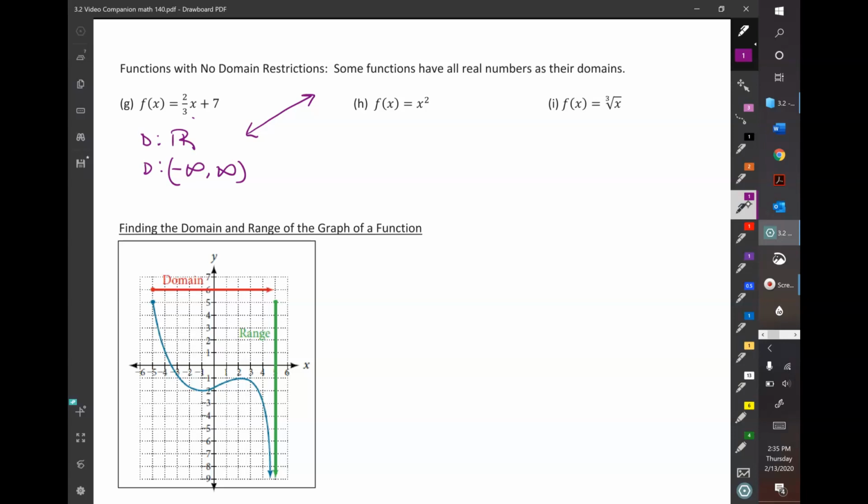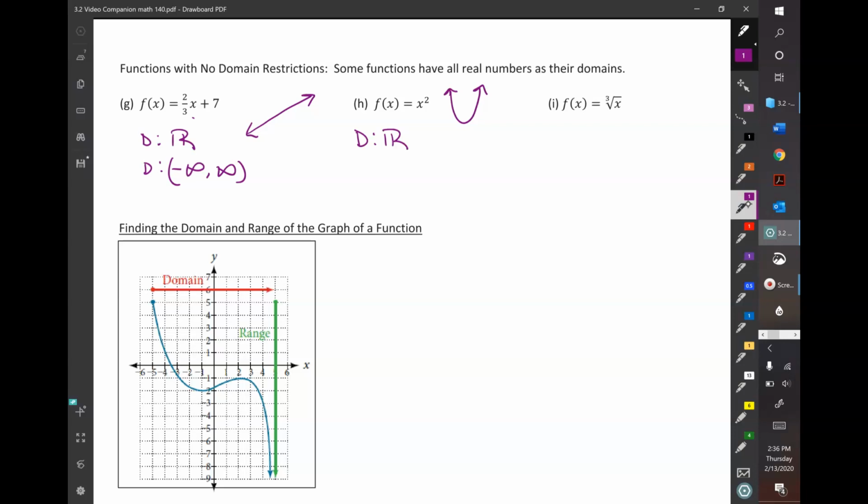For letter H, f of x equals x squared, and that's our parabola. So being familiar with your toolkit of functions is important. So the quadratic, we have all real numbers, because no matter what I put in there, it's okay, I'll get a real answer. And again, you could write it the same as I did with the interval notation.